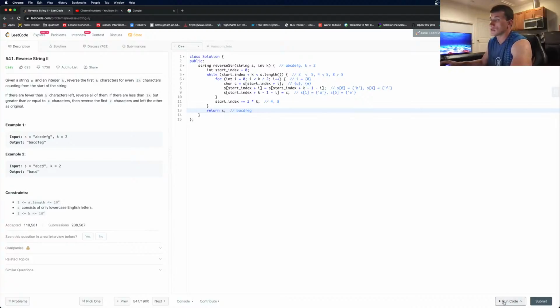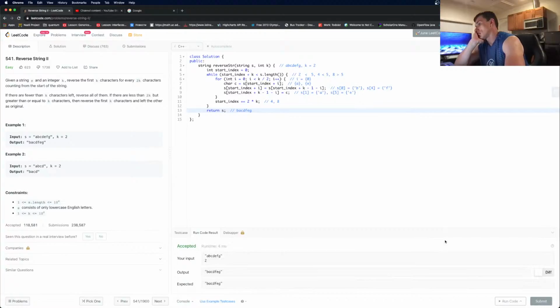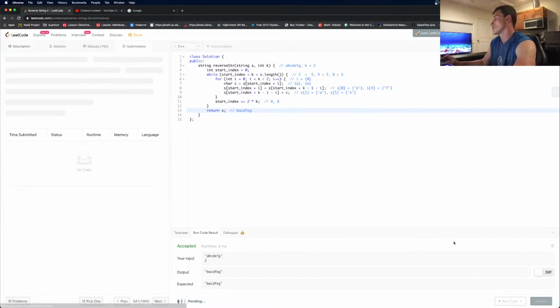Let's run the code and see if it compiles. All right, so it passes the initial check. Let's see if it passes all of the checks.